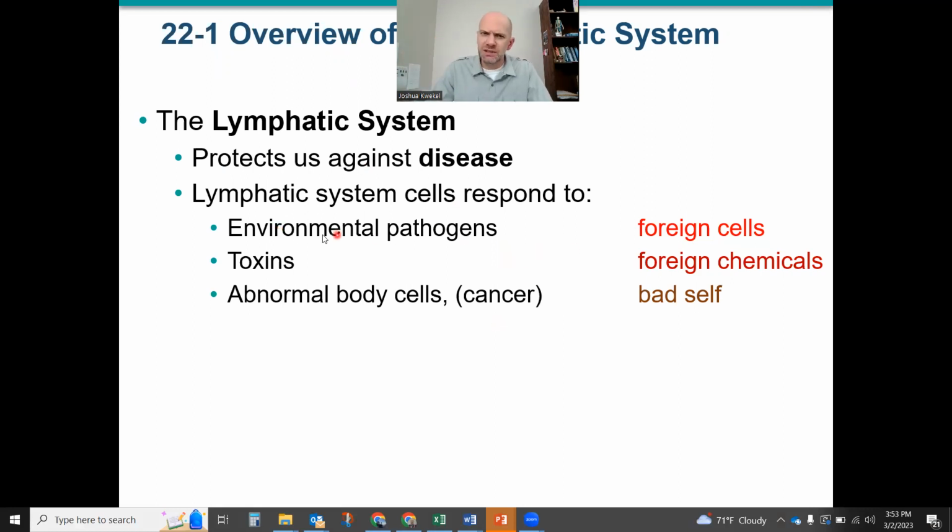So there's three categories here: environmental pathogens, that is microbes outside of us that can get inside of us. We call those foreign cells. Think about E. coli or whatever. Toxins, that is external or foreign chemicals or proteins that can get in us and cause us harm. Like Shiga toxin or whatever. And then abnormal self cells, like body cells. So think about cancer. Cancer cells are our own cells that have become defective and are replicating without regulation. Those are called bad self.